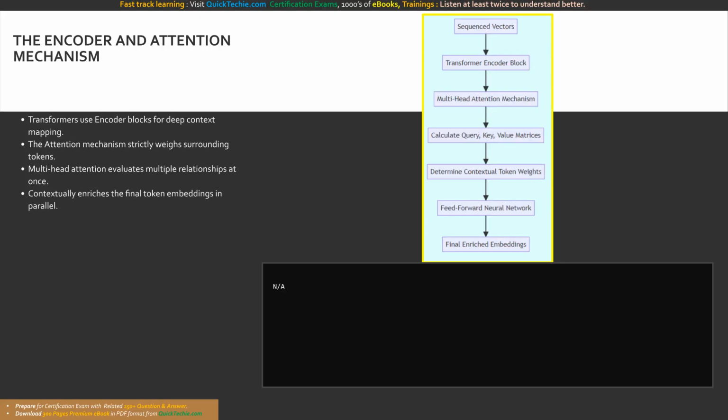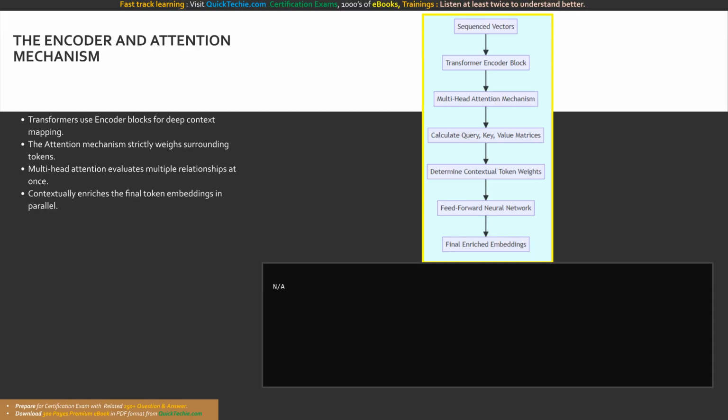With our language tokens successfully converted into dense vectors and positionally encoded to preserve grammar, they finally enter the core processing blocks of the transformer model. A primary, defining component of this neural architecture is the sophisticated attention mechanism, which is utilized extensively within the encoder block of the network. The attention layer's primary computational job is to consider each input token individually, while simultaneously examining all the other tokens surrounding it in the sequence.